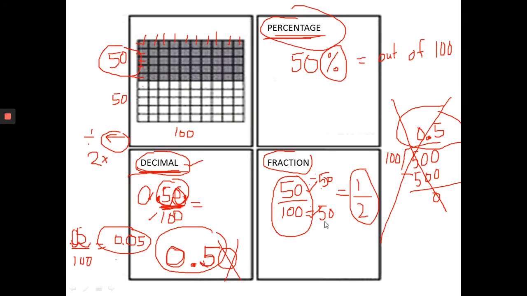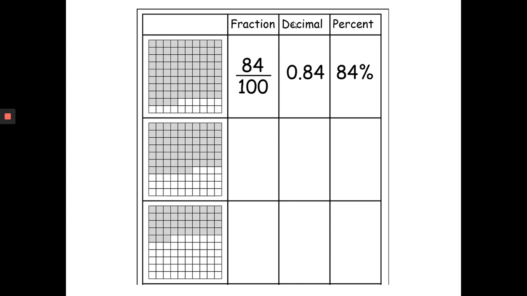So you see they look different, 50%, 1/2, and 0.5, but if they are drawn into a diagram, they all look the same. That's why we can conclude that they are all equivalent, all equal in value. So in here, let's try to complete this table. Let's start with the fraction and then proceed to the decimal and the percent.